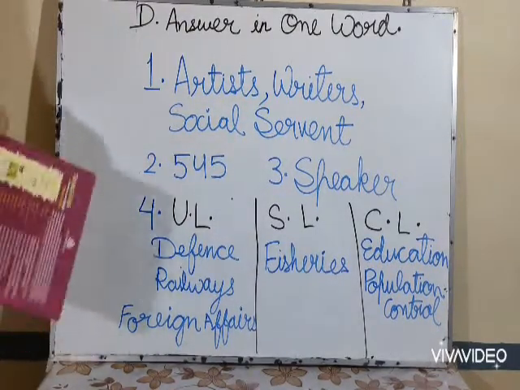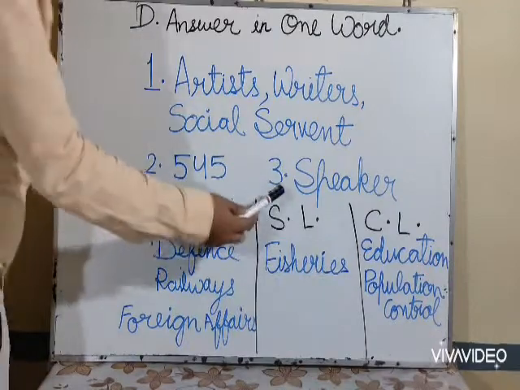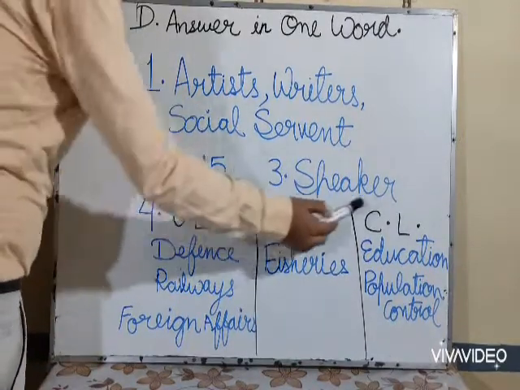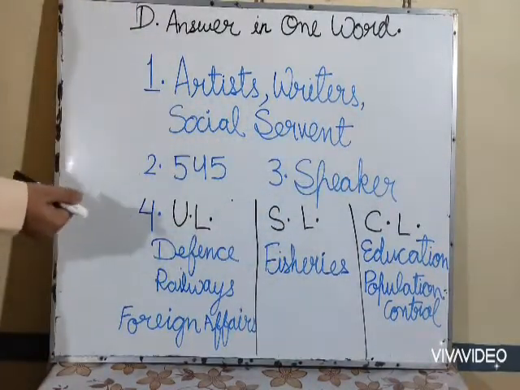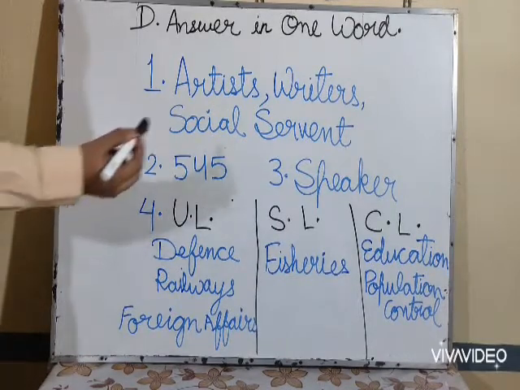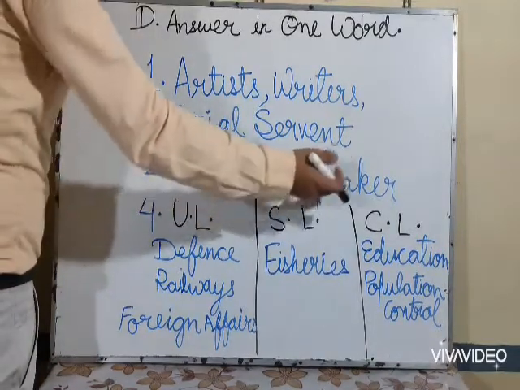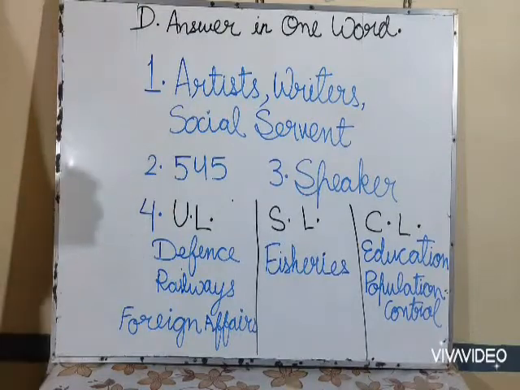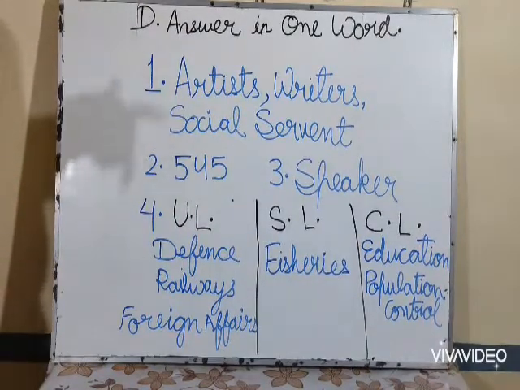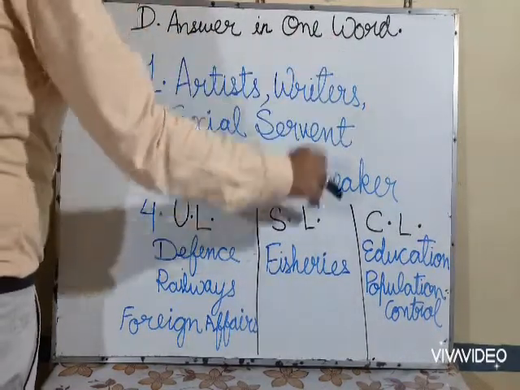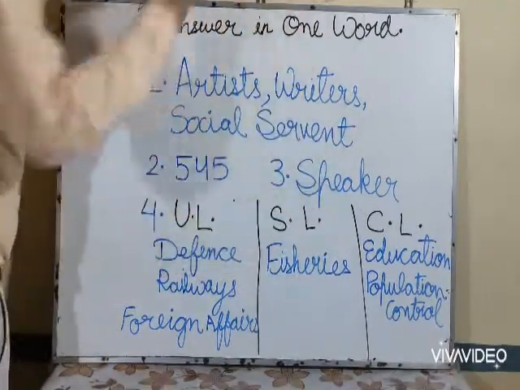Question 3 is, who maintains law and order in the Lok Sabha? Answer D3 is the Speaker. The Speaker maintains law and order in the Lok Sabha. But you have to mention only one word, so you will write only Speaker.